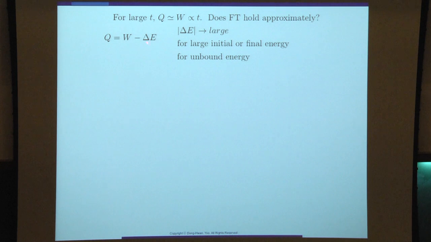This is because of delta E, which is the relation of Q and W. The difference is minus the energy change. The average value of this energy change is always finite. It's not proportional to time. But it can be very large for large initial or final energy. So this kind of inequality is possible for an unbound energy system.